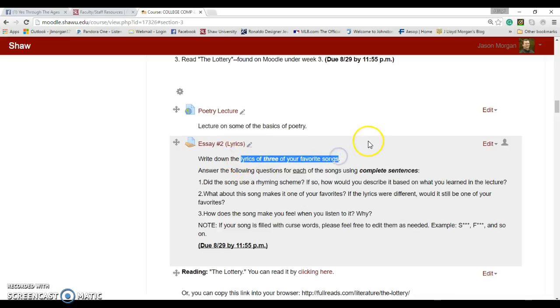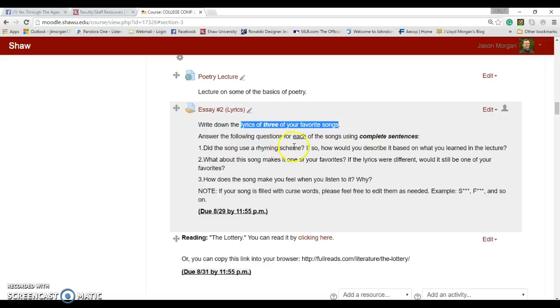Then you're going to analyze them, okay? And in the essay, you're going to answer the following questions for each of the songs. So let's say you write down the lyrics of one song, and then you answer these 3 questions. Write down the lyrics to another song, then answer these 3 questions, and so on.